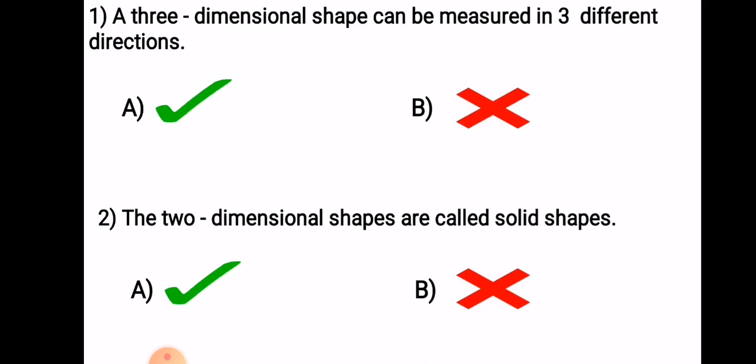So, back to our question. Do you think a 3-dimensional shape can be measured in 3 different directions? Very good. True. And here, the 2-dimensional shapes are called solid shapes. Is that true or false? As we just said, the 2-dimensional shapes are called flat shapes, not solid shapes. So, false.